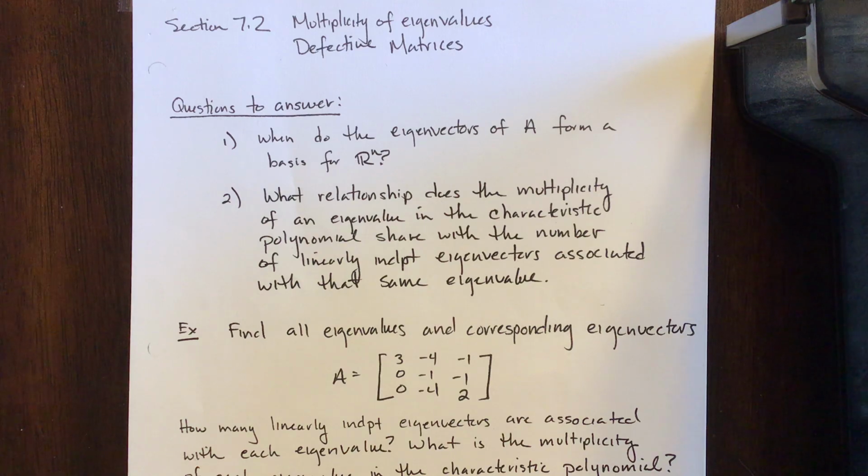Okay, so things to keep in mind when we go through this section. When do the eigenvectors of a matrix A form a basis for Rn? And what relationship does the multiplicity of the eigenvalue in the characteristic polynomial share with the number of linearly independent eigenvectors associated with that same eigenvalue?